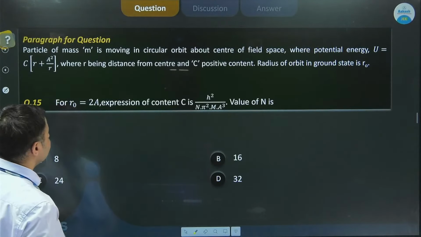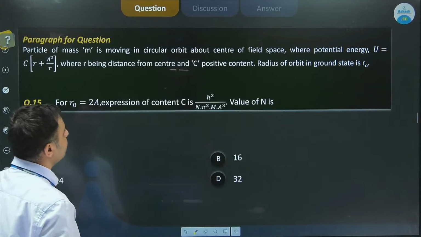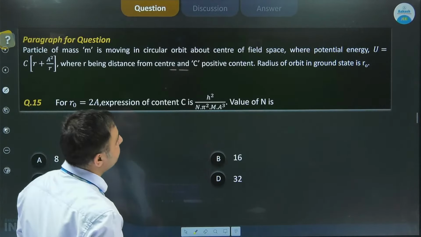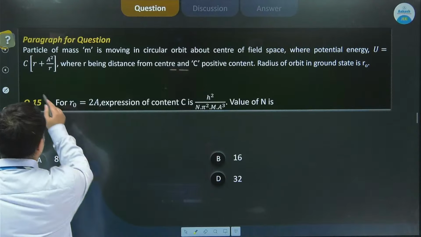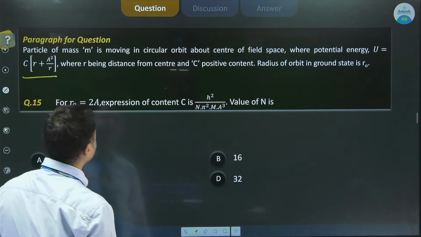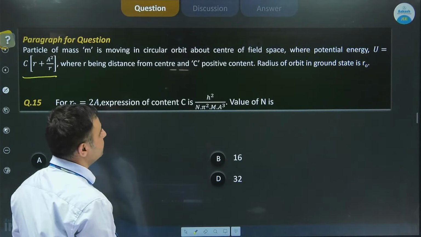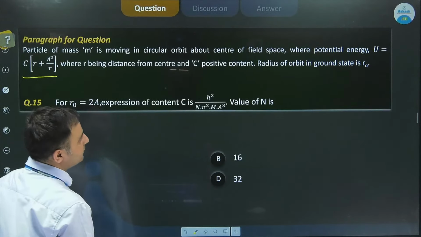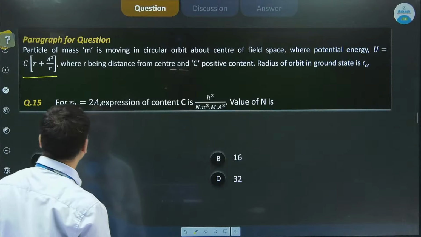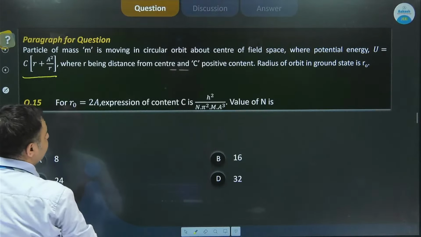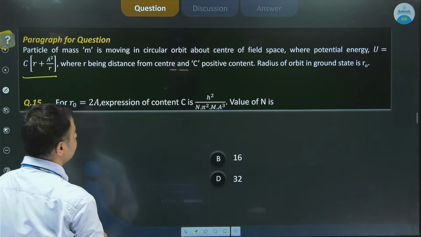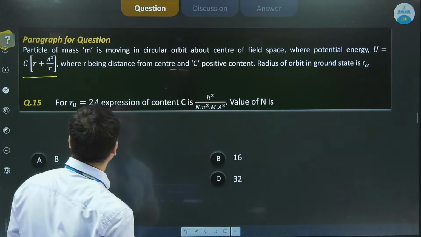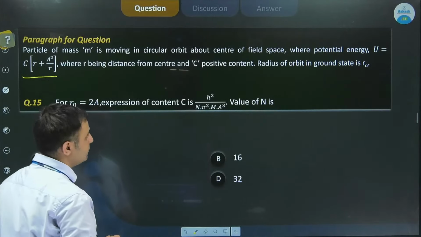A particle of mass m is moving in a circular orbit about the center of field space, where the potential energy is given by this, where r is the distance from the center and c is a positive constant. The radius of the orbit in the ground state is r0. For r0 equal to 2a, we have to find the value of the constant c, based on Bohr's model.